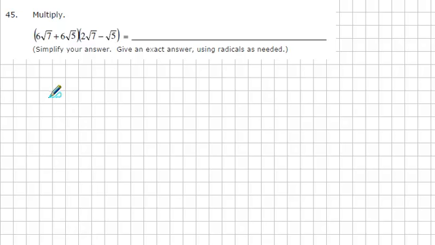Multiply the factor 6 square root of 7 plus 6 square root of 5 by the factor 2 square root of 7 minus the square root of 5. In order to multiply these two factors together, we multiply every term in the first factor by every term in the second. So let's begin by multiplying 6 square root of 7 by 2 square root of 7.